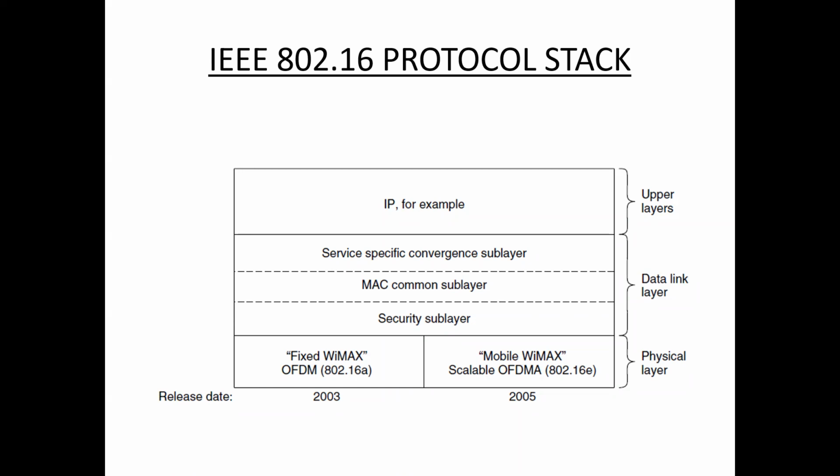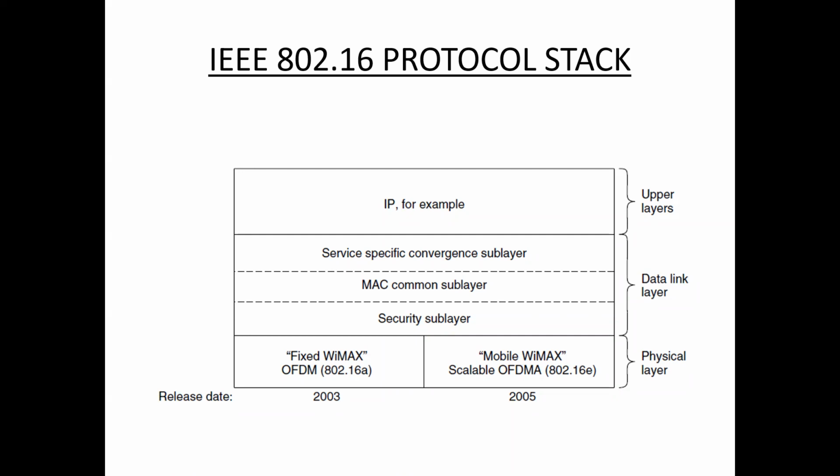The second one, the MAC common sublayer, is concerned with channel management. The channel management is connection oriented, which is a feature due to which quality of service guarantees are given to the subscriber. So this MAC sublayer is all about channel allocation or channel management.